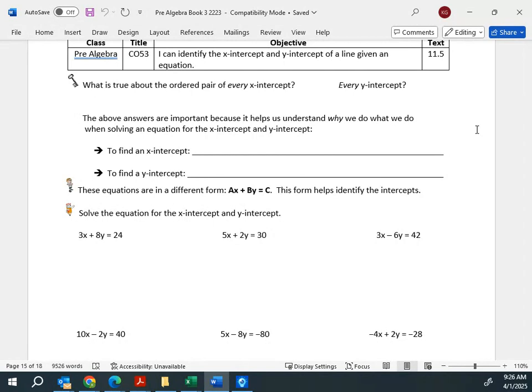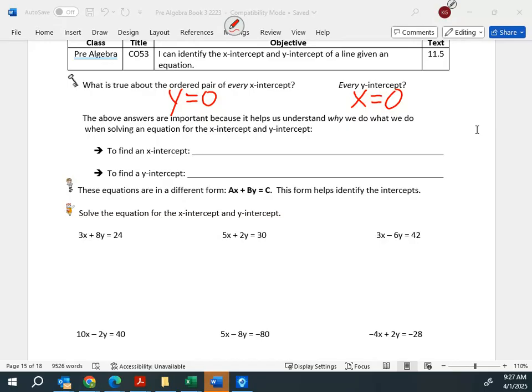So let's look at what we know. What is true about every ordered pair for the X-intercept? What do we always know? Hadley? The Y equals 0. So what is true for every single Y-intercept, Christina? The X is going to equal 0. This is super important for us to remember as we solve these equations for the Y and the X-intercepts.